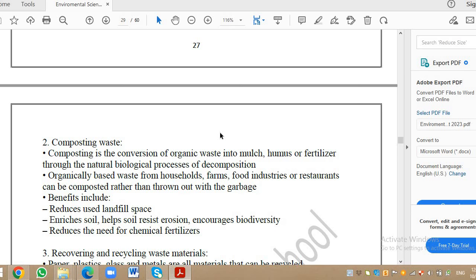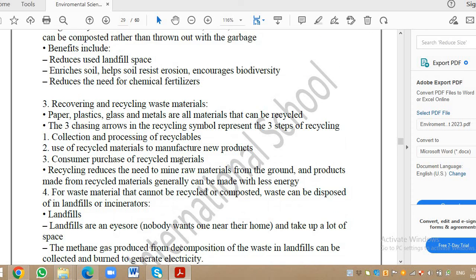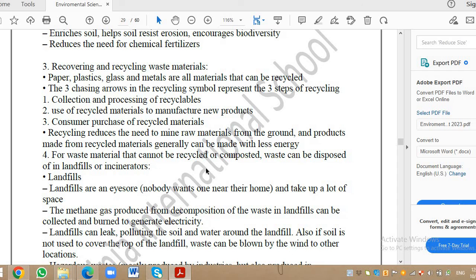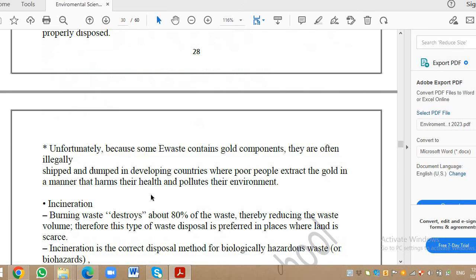And number 3 is recovering and recycling the waste material, which is converting the waste material into reusable and recyclable new products. The last thing is what? It's burning them, which is incineration.